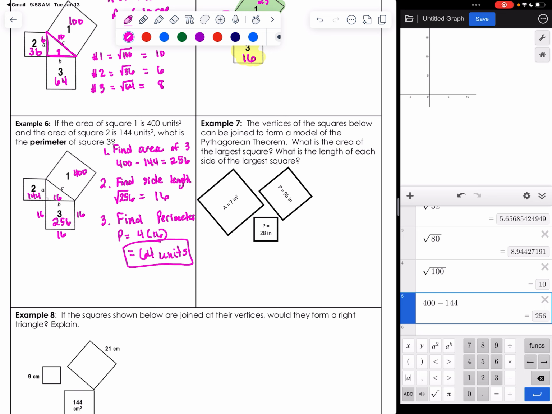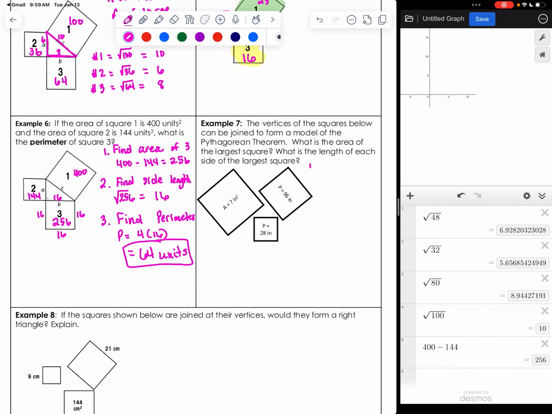All right, example 7. The vertices of the squares below can be joined to form a model of the Pythagorean theorem. What is the area of the largest square? And then what is the length of each side of the largest square? Now, notice in our smallest square, all they gave me was a perimeter. So I need to find the length of each side.